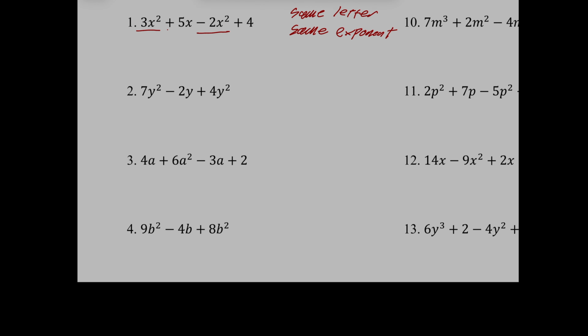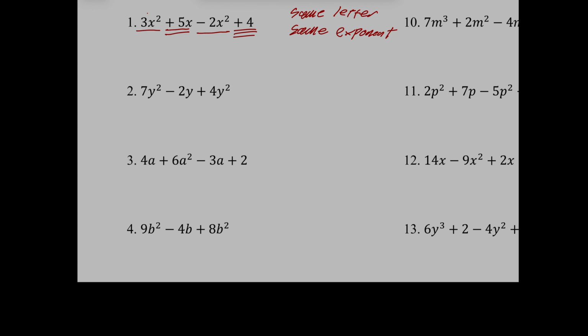Now, I have a 5x. I'm going to give him a double underline because he's not a like term. I don't see any other x's. And a number, that's also a term, but he's not a like anybody, so I'm going to give him a triple underline. So I'm going to have 3 terms at the very end of this. Really, the only thing I'm combining are the 2 that are single.